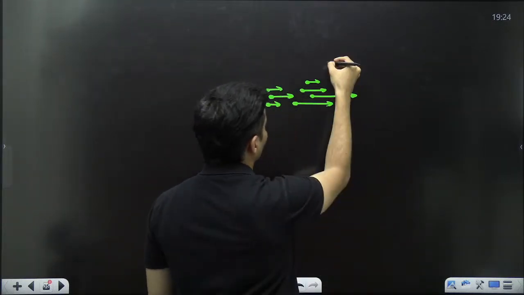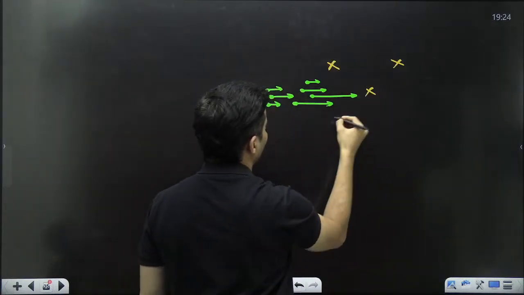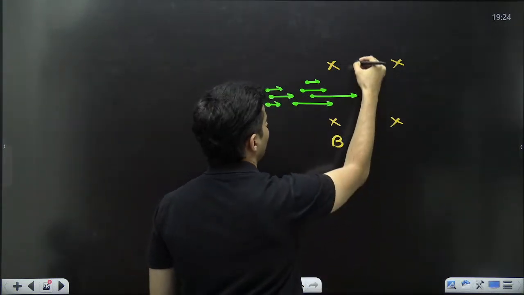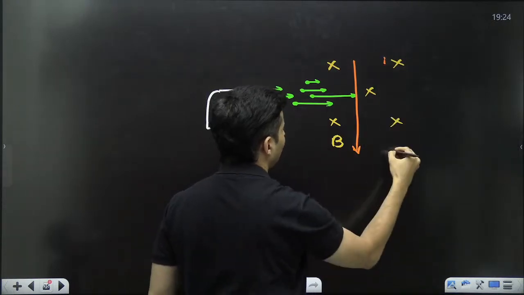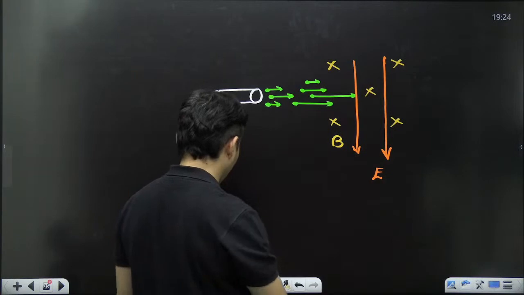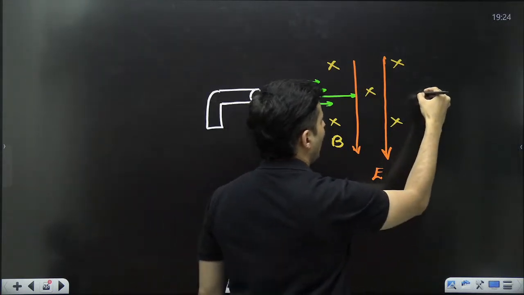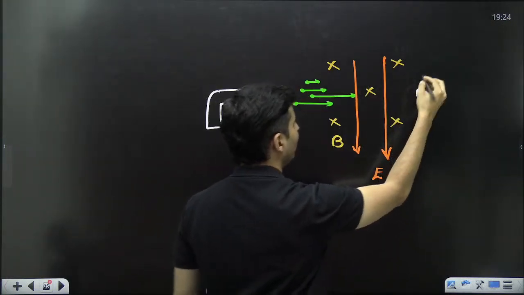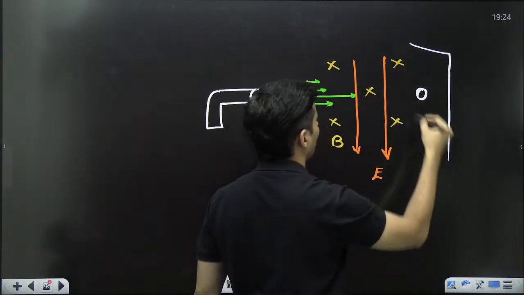There is a magnetic field here, and at the same time I tell you, listen, there is also an electric field. And in the front I have a small opening, directly in front of it. Rest of it is basically closed.